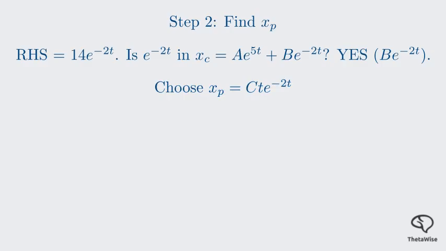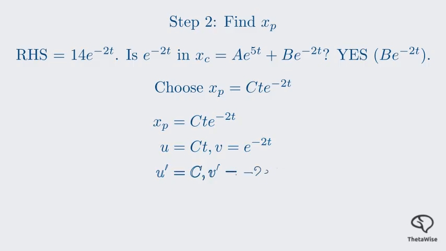Next, we need the first and second derivatives of x_p with respect to t, using the product rule. For x_p, u equals ct and v equals e^(-2t). So u prime is c, and v prime is negative 2e^(-2t). The derivative dx/dt is c e^(-2t) minus 2ct e^(-2t).